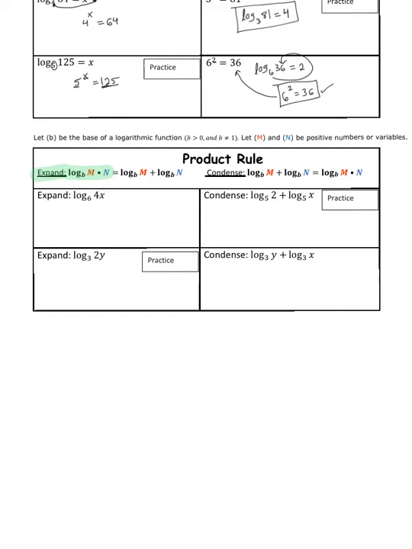If you're condensing, that means that you have 2 or more logarithms being added together, and you want to condense them down into a single logarithm. So you end up with something that's being multiplied together. So I want you to associate the product rule with addition. So let's try some here.